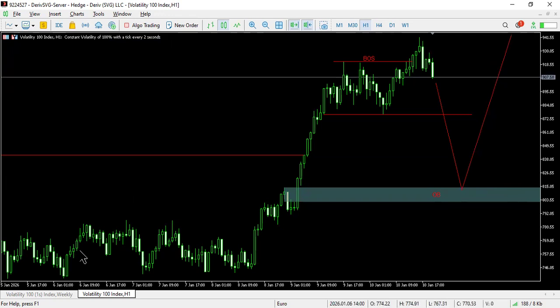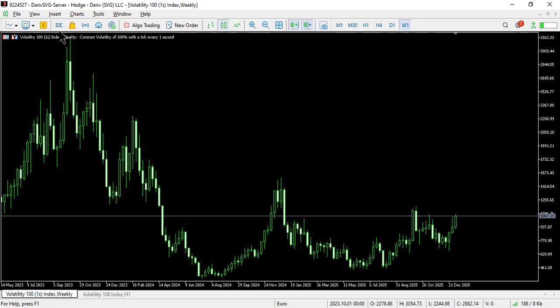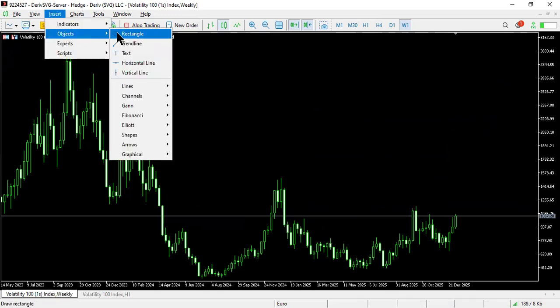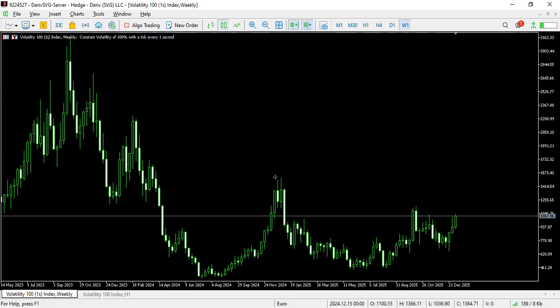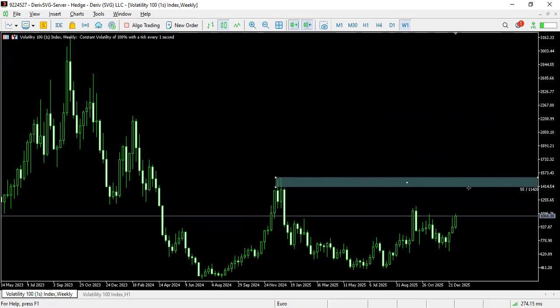So that's it for VIX 100. We have to go to volatility 101S. We can start by marking our key levels, which is the supply zone that I'm seeing here. And then we also have a resistance level there that is capable of sending price to the downside.